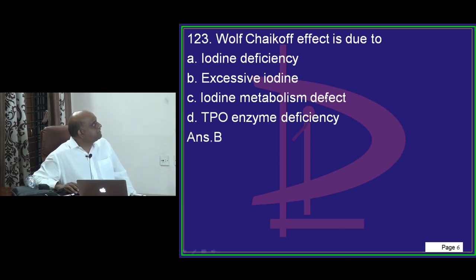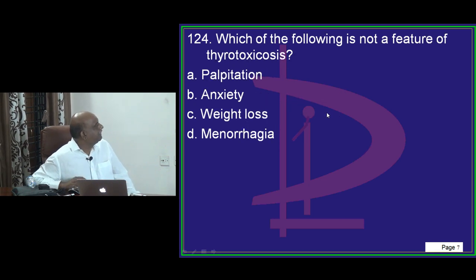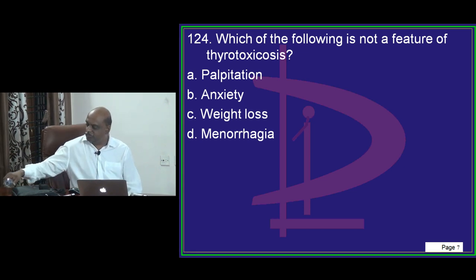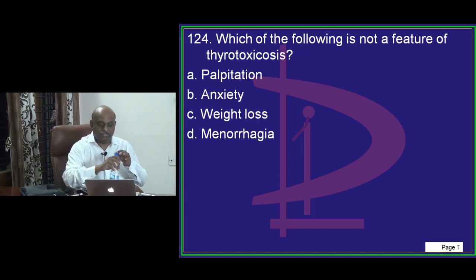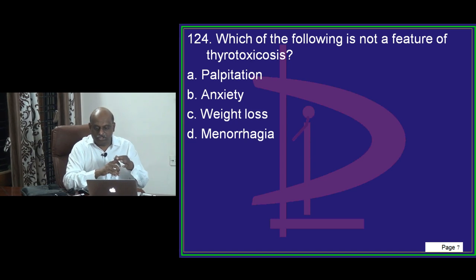Very good. Excessive iodine has an inhibitory effect on thyroxine production. Not a feature of thyrotoxicosis. Yes. Thyrotoxicosis.